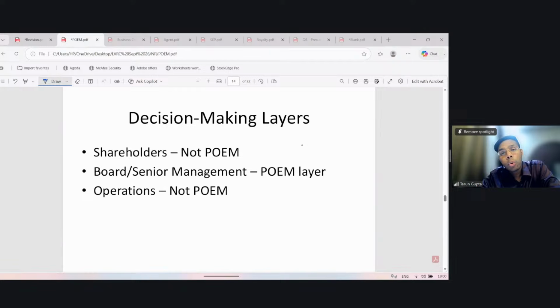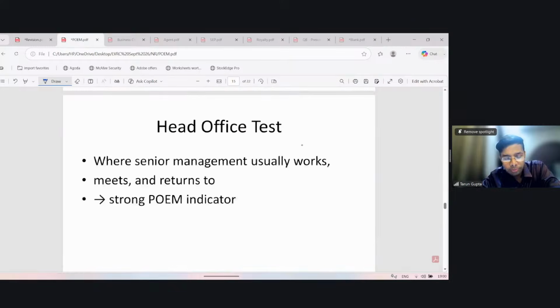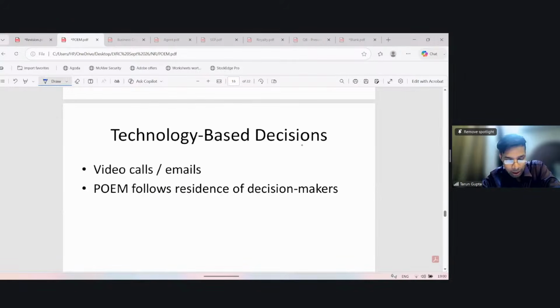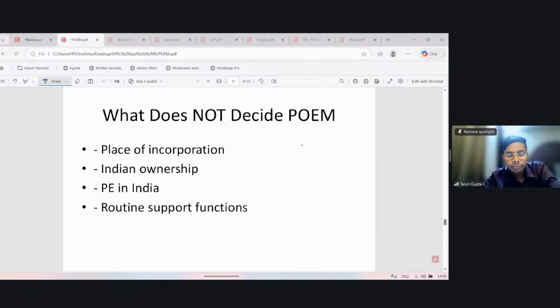Shareholders are generally not the persons relevant for POEM. The board of directors and the senior management are the persons relevant for POEM. Operational persons are also not relevant for POEM. Head office test: where senior management usually work, meet and return is a strong POEM indicator. However, if the decisions are taken over a video call, then POEM follows the residence of the decision maker. These things are not relevant where the foreign company is incorporated.